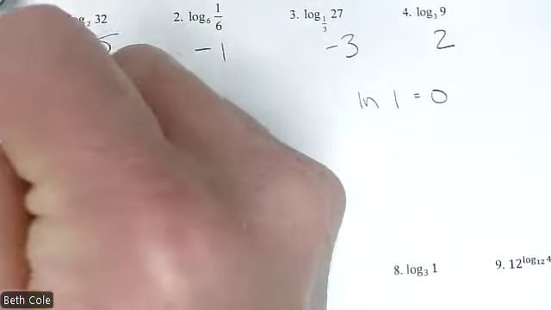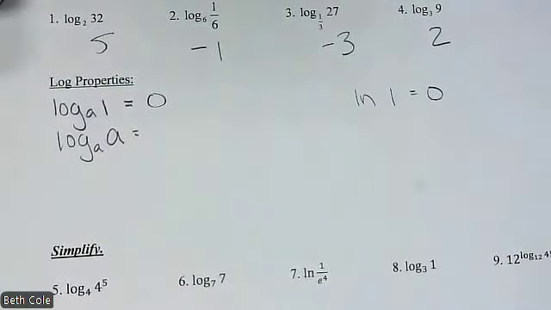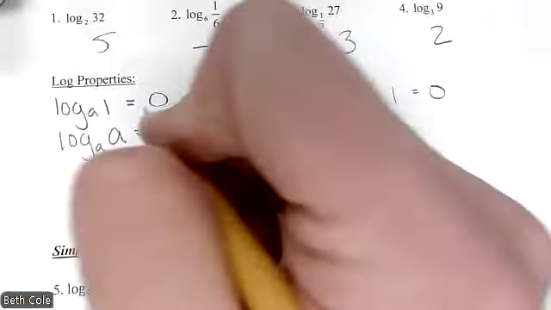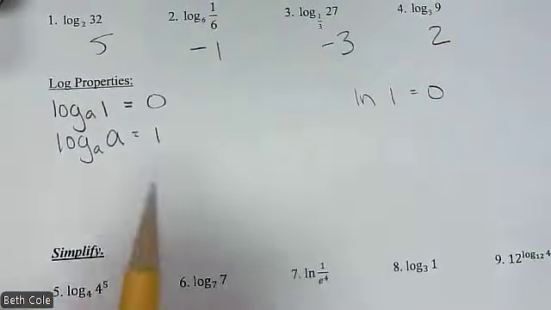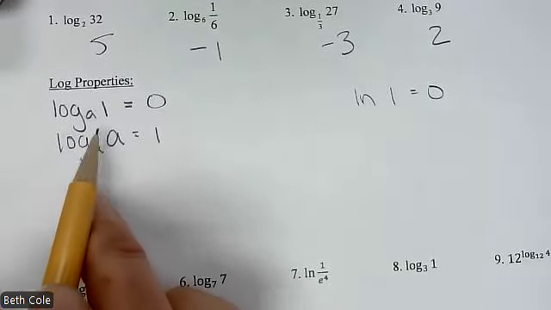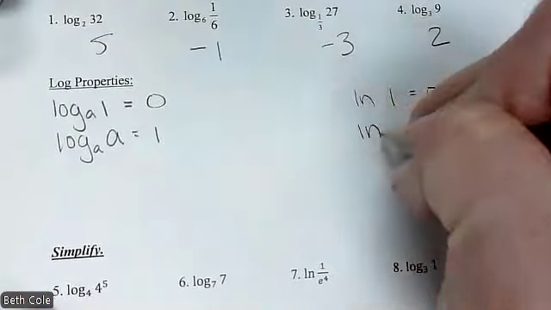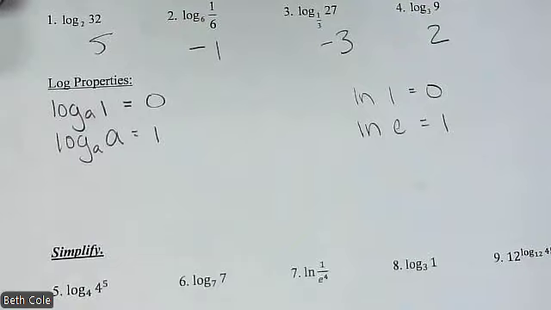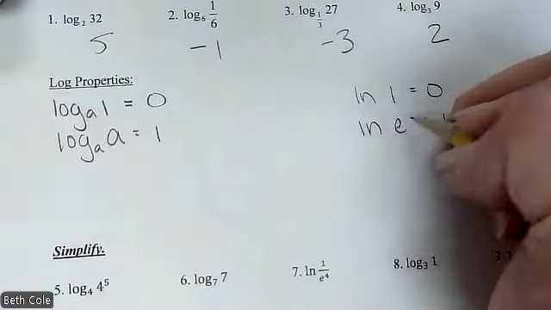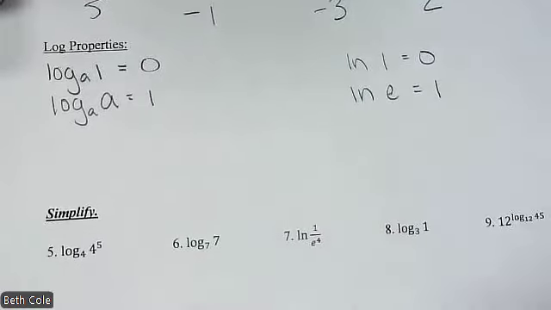Okay, next one. Log base a of a. That would be log base 7 of 7 and log base 5 of 5. What do you think that's going to be? 1. A to the 1 equals a. The other way you can think of this is the log base a and the exponential base a canceling out. They undo each other. For the natural log version, it looks like that. ln of e equals 1. ln and e cancel out. They undo each other. They are inverses.